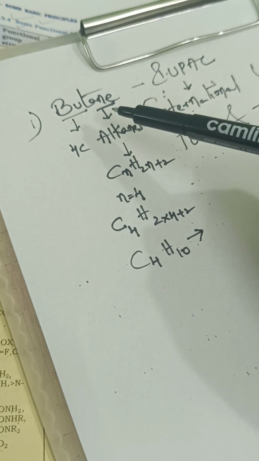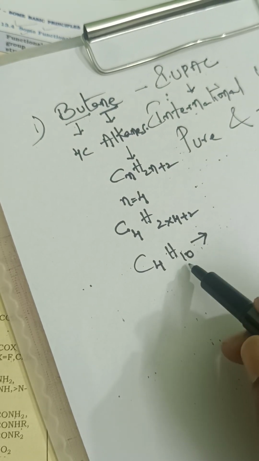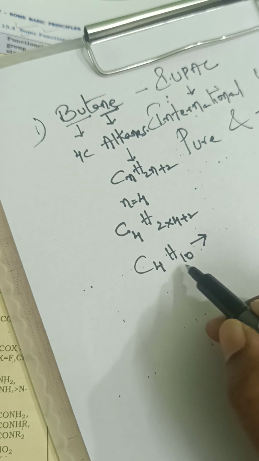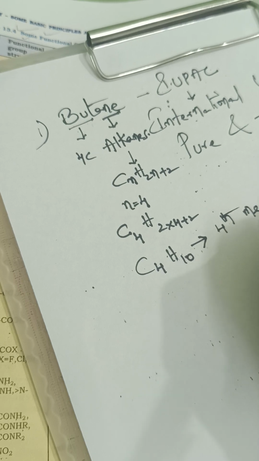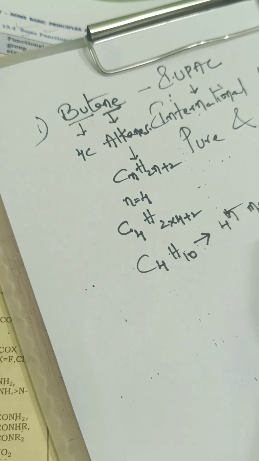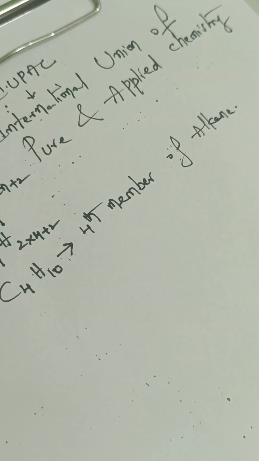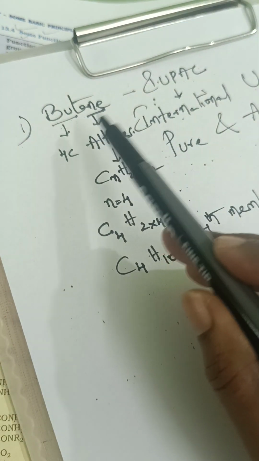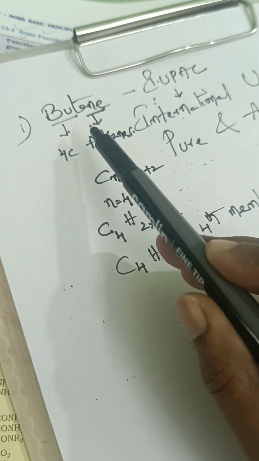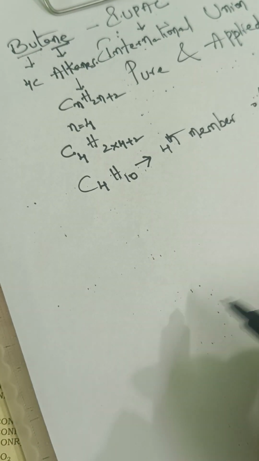Now we need to write the structure for this butane. See here, C4H10 is the 4th member of alkane. The given question was butane. They have given the IUPAC name butane. Now you need to write the structure for this. How to write the structure for butane?